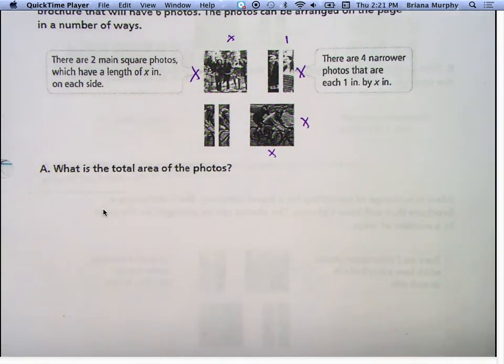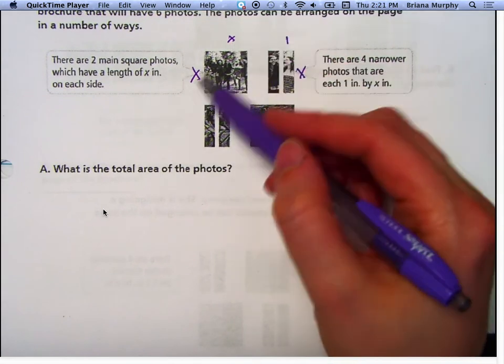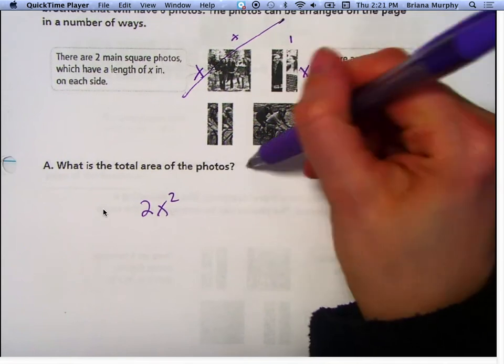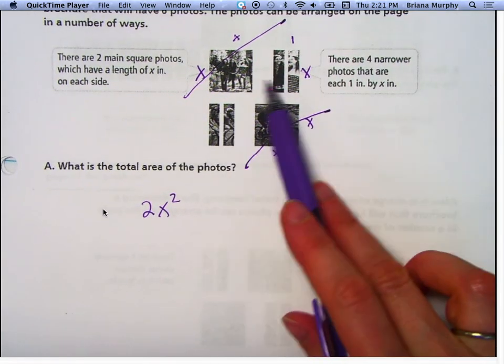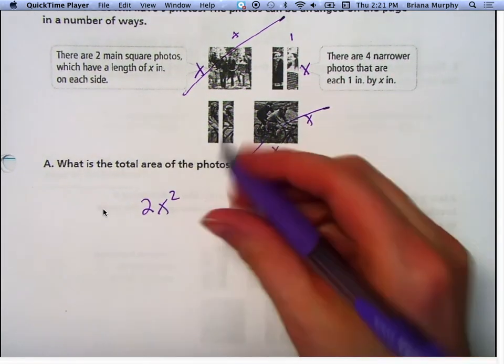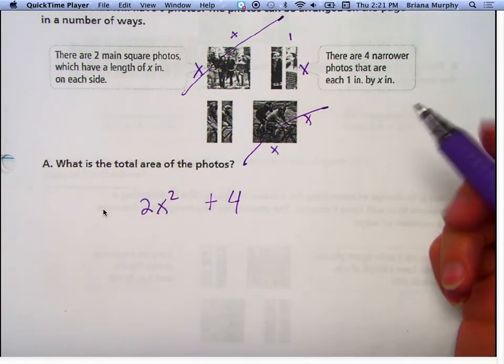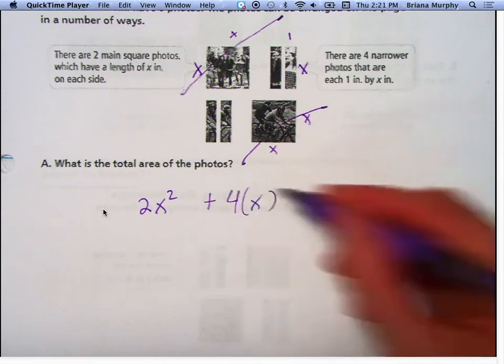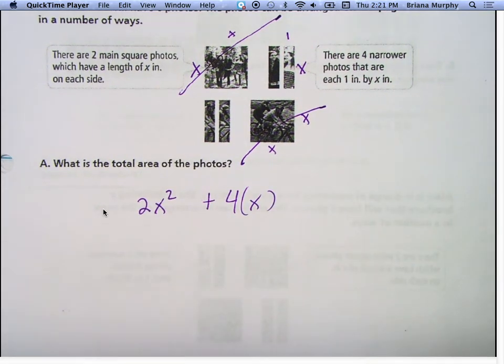Okay, so how many of them are x times x? 2. So we have 2x squared. Everybody okay with that? Yep. That's those. What about the other ones? How many are there? 4. 4, 1, and what are they times? 1 by x, so just times x, right? So far so good? And if you're trying to divide by 2x, it would be x squared. Okay. So that's the first thing it's asking us. Let's go to B.